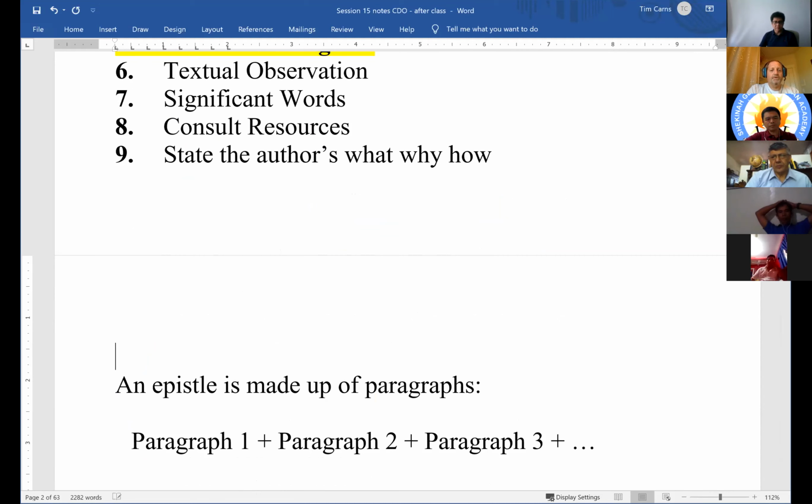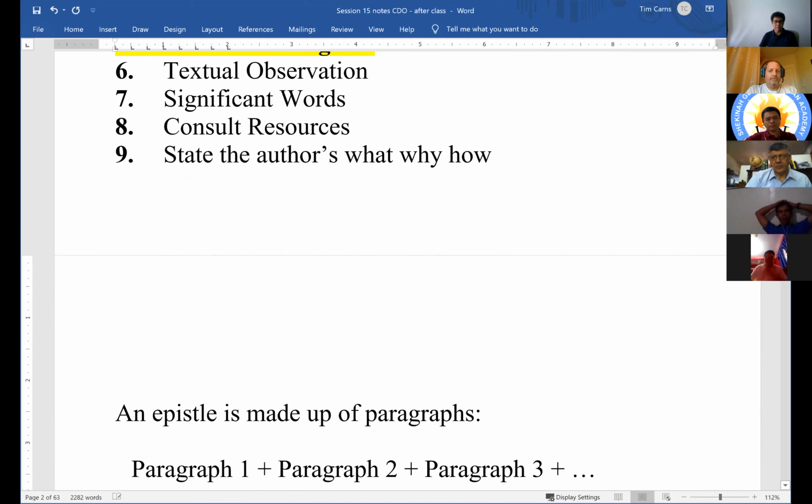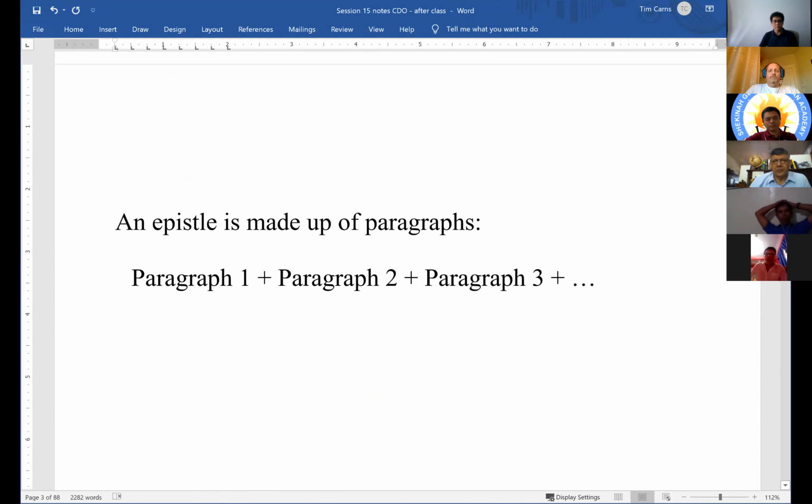the structure of epistles, because we'll start there, because that's where the diagramming is most helpful. And remember, an epistle is a didactic or teaching literature. Basically, it's intended to give instructions, commands, explanations of those commands, and explanations of particular doctrinal truths. And so an epistle is made up of paragraphs.